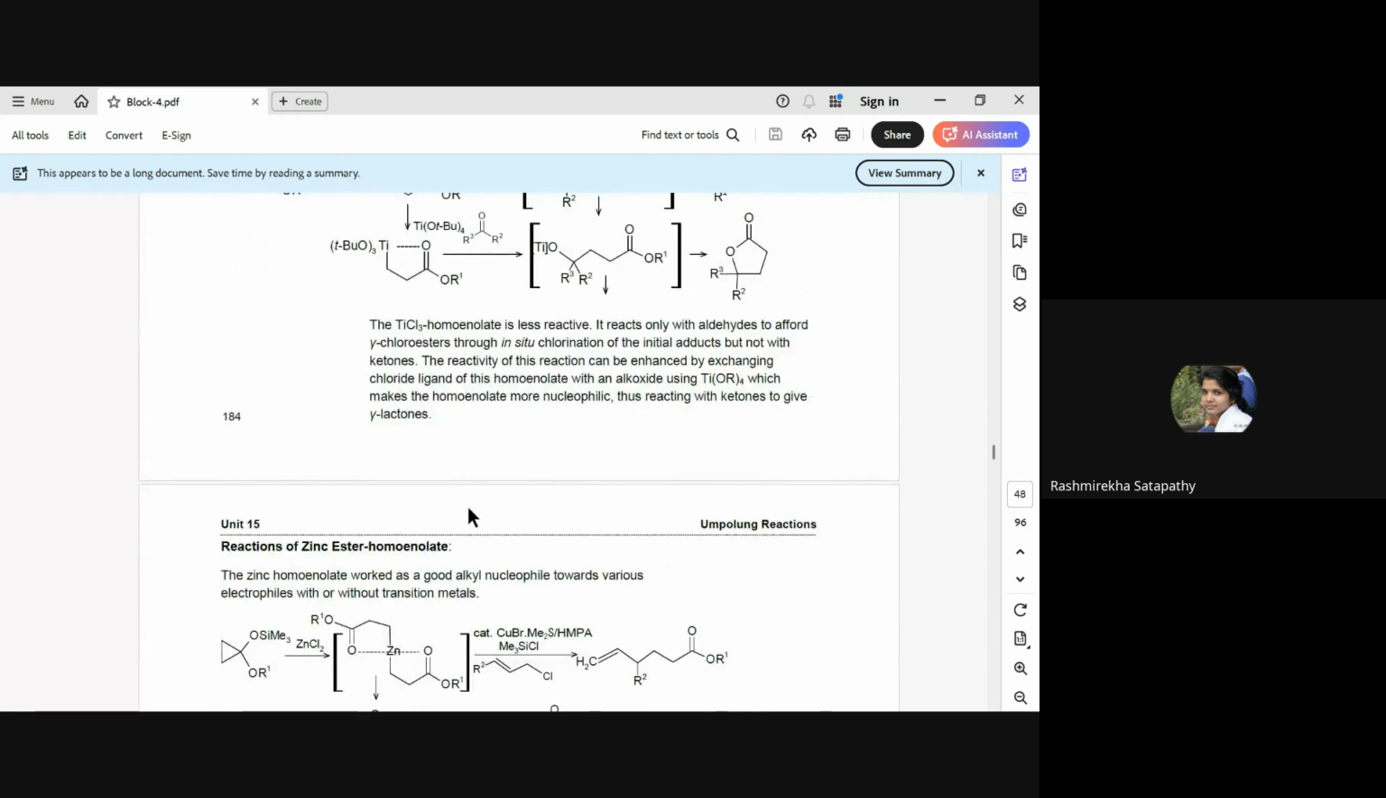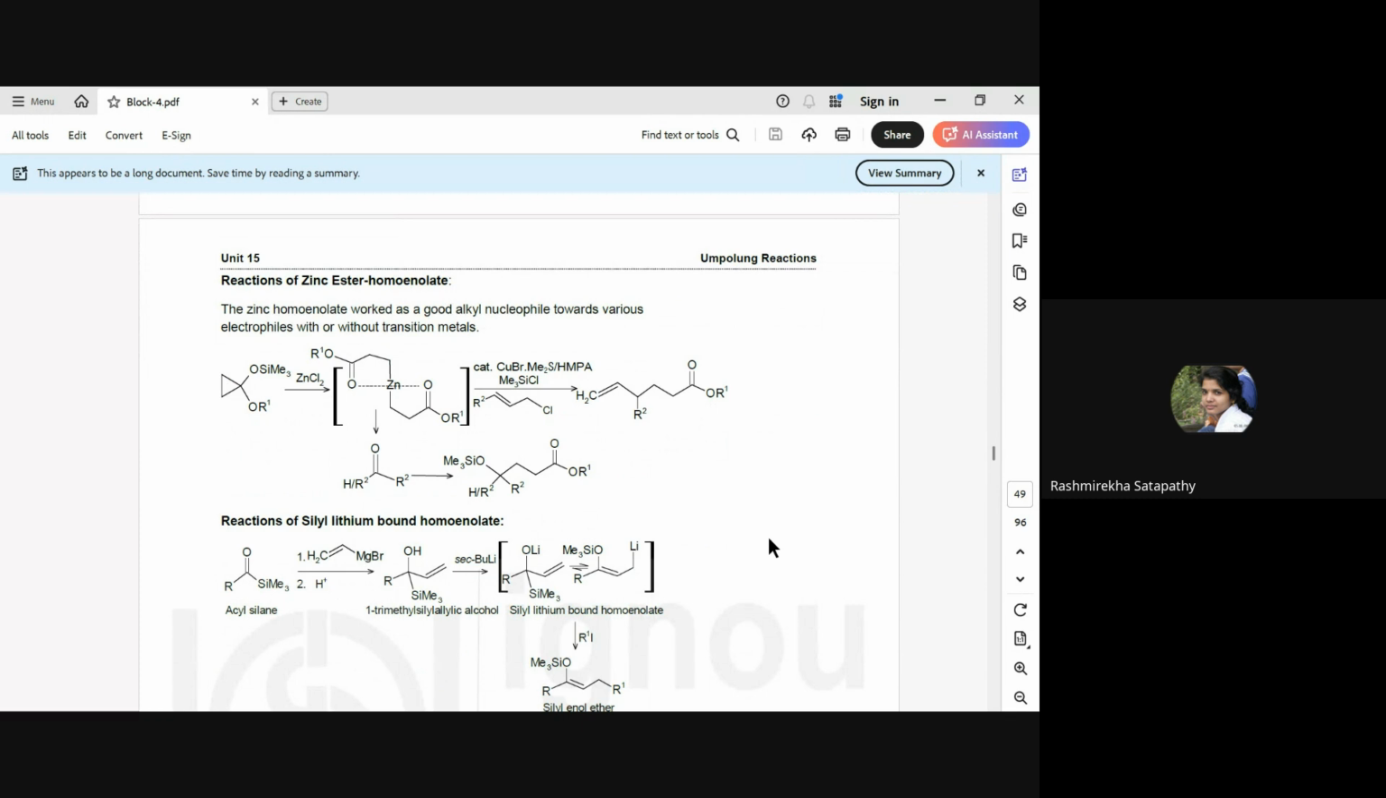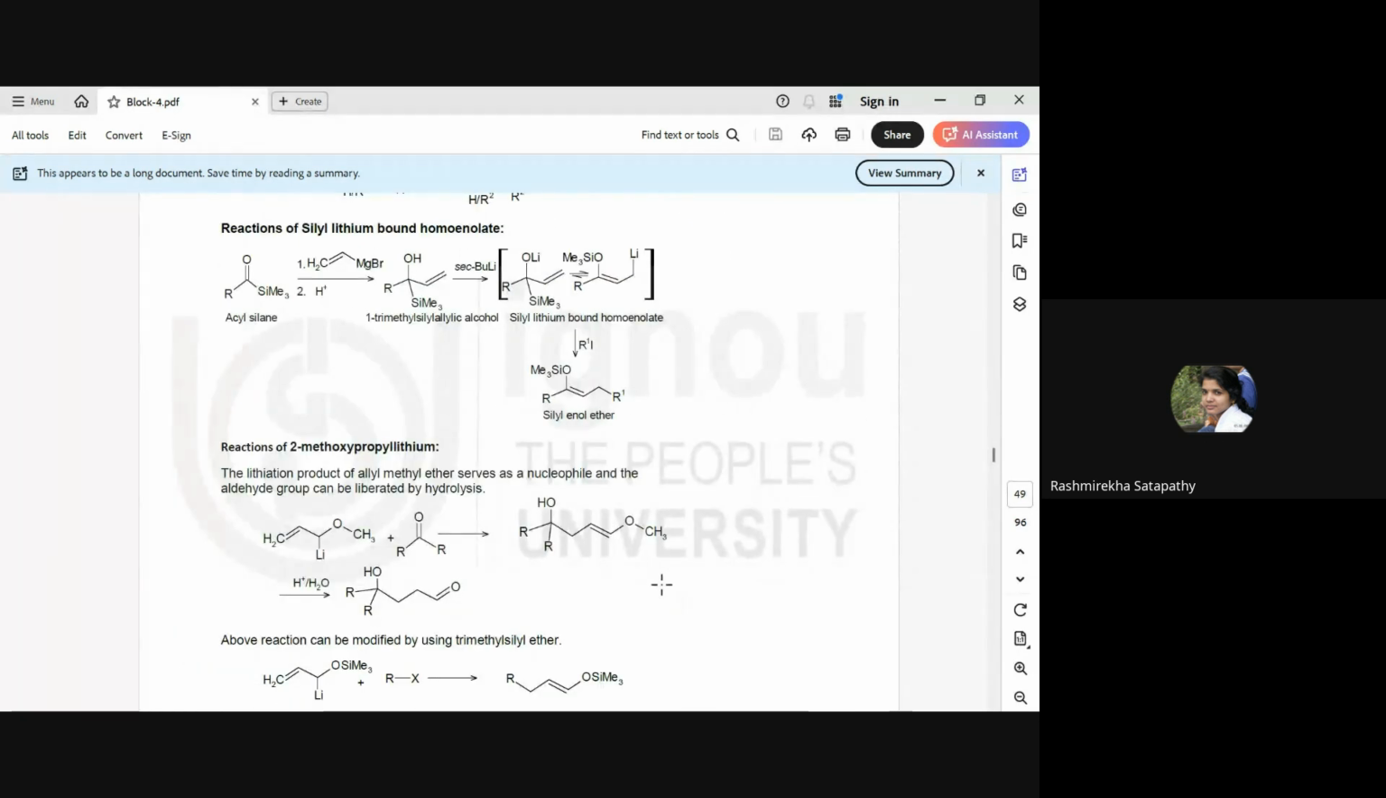The reactions of zinc ester homoenolate. The zinc homoenolate works as a good alkyl nucleophile towards various electrophiles, with or without transition metals. Reactions of silyl lithium bound homoenolate. When this acyl silane reacts with vinyl magnesium bromide, this trimethylsilyl allyl alcohol is formed. In the presence of butyl lithium, this compound is formed, and finally silyl enol ethers are formed.